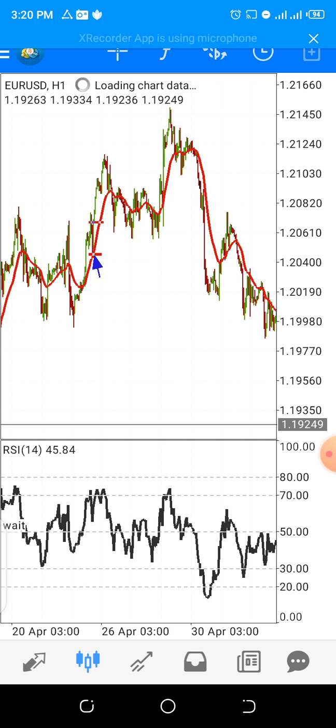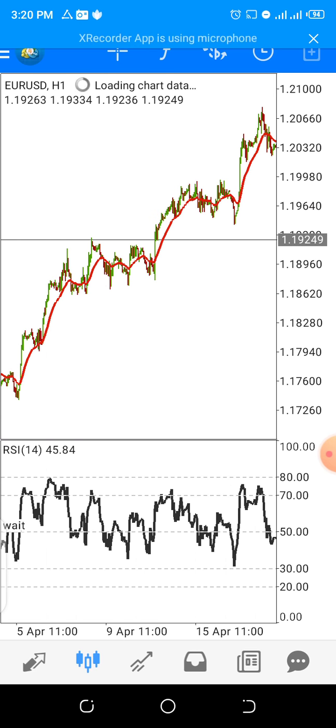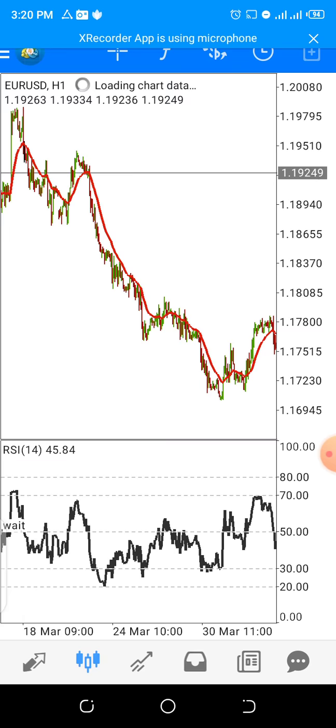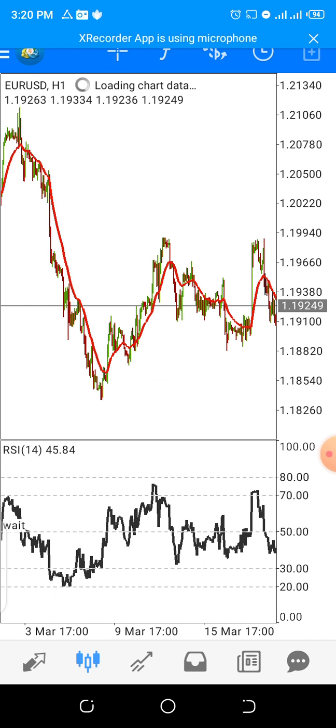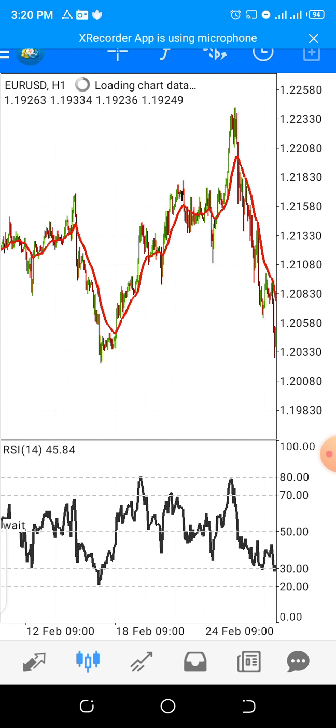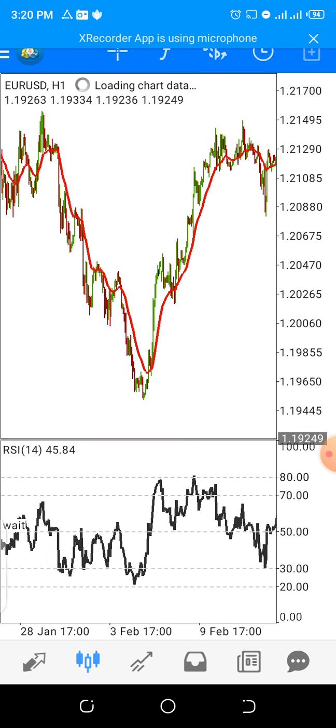So without any further ado, let's get right into it. I'll be using this chart. You can see me flipping through my charts right now, and you can see that the market is moving in different directions.